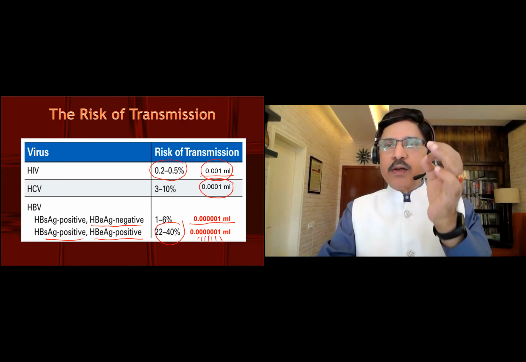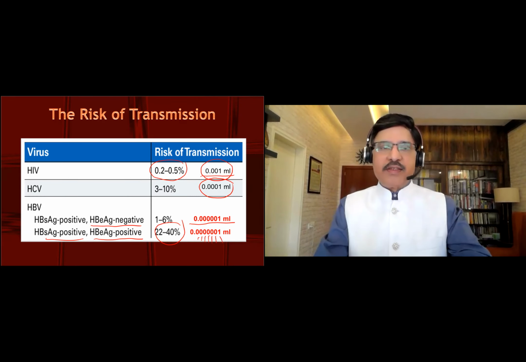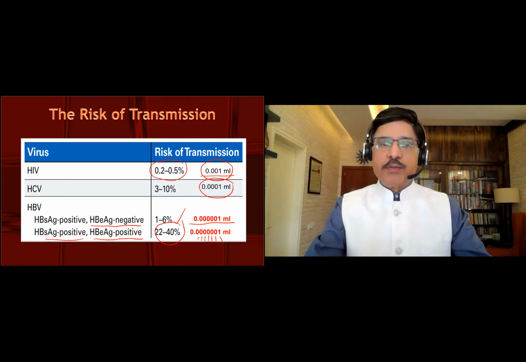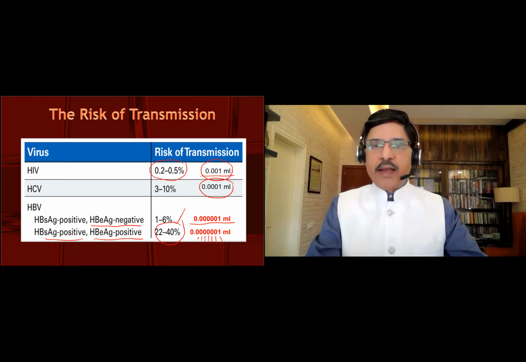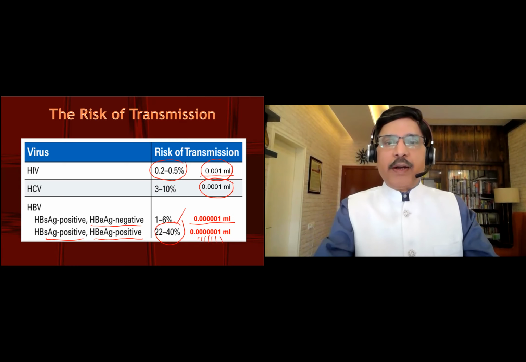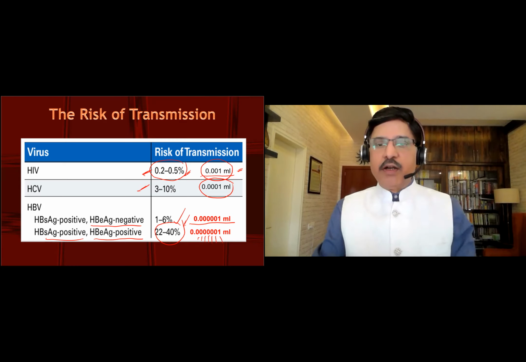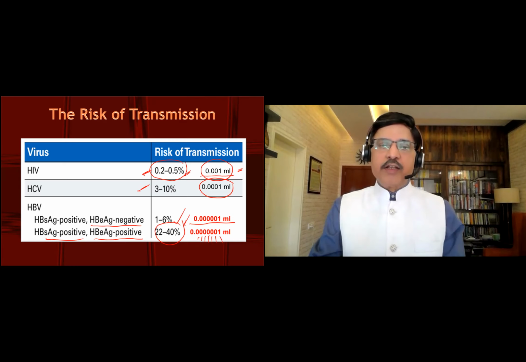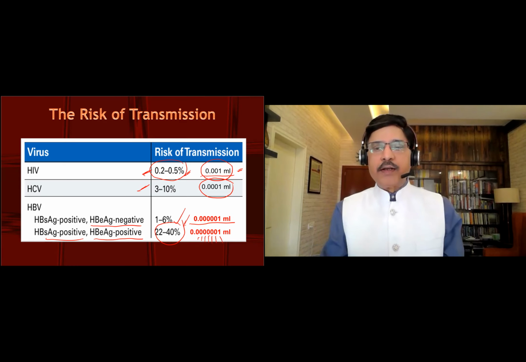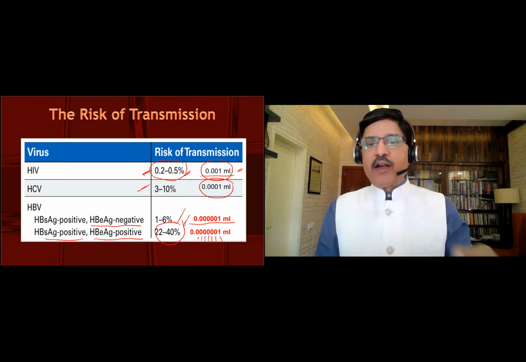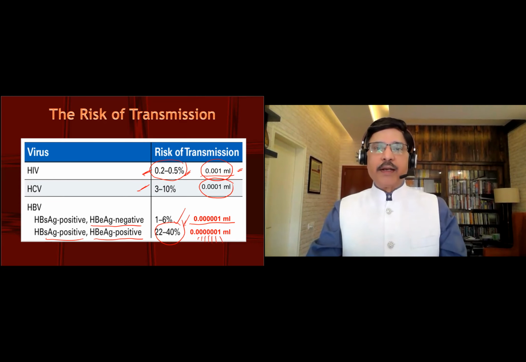Such an amount of tiny contamination is just sufficient for HBV transmission, and the risk of transmission from an active patient is as high as 40% compared to risk of transmission of HIV or HCV, which require this much blood, and this is the efficiency of transmission. The danger of transmission is so high with hepatitis B. All of us should be aware, very unnoticeable amount of blood contamination can result in hepatitis B.